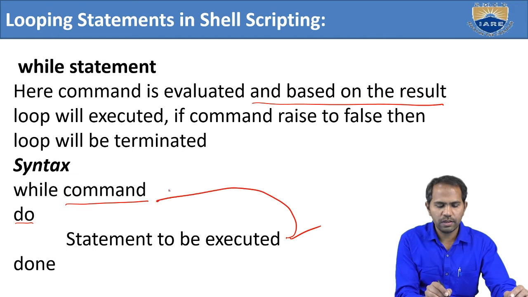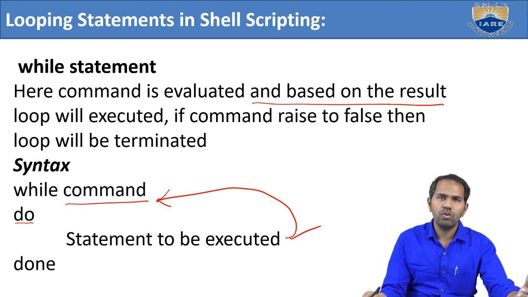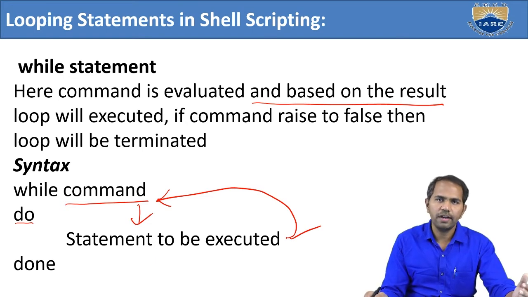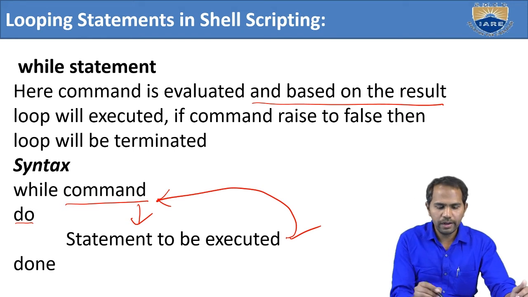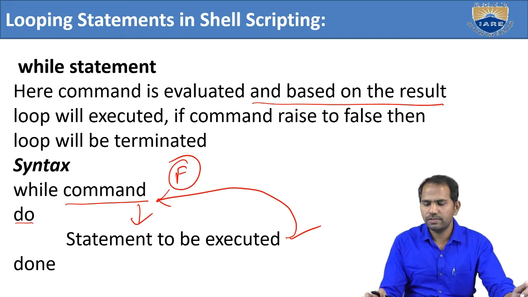Once the statements are over, it checks the condition again. Is the condition true? Then it enters the loop, does it again, and the statements are executed again, until the condition fails. Once the condition fails, it moves outside of the loop. That is the main theme of our loop.